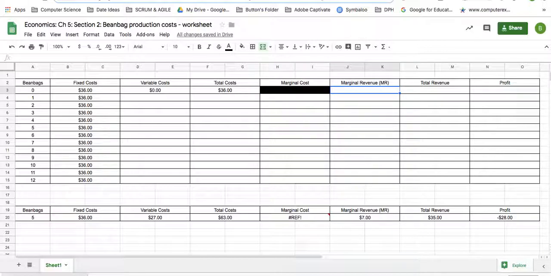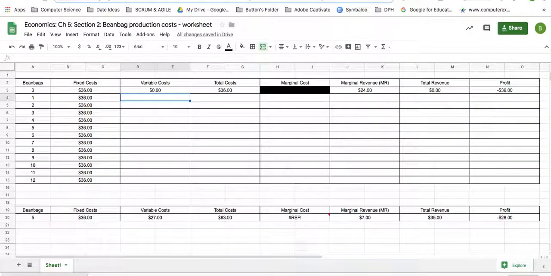Marginal revenue, let's say that's $24. And then total revenue would be 0 because we didn't produce any, so we didn't make any revenue. And then our profit would end up being, we go equals, we would go total cost minus total revenue. Actually, mistake on that one, go equals total revenue minus total cost. So we are negative $36 at this point.